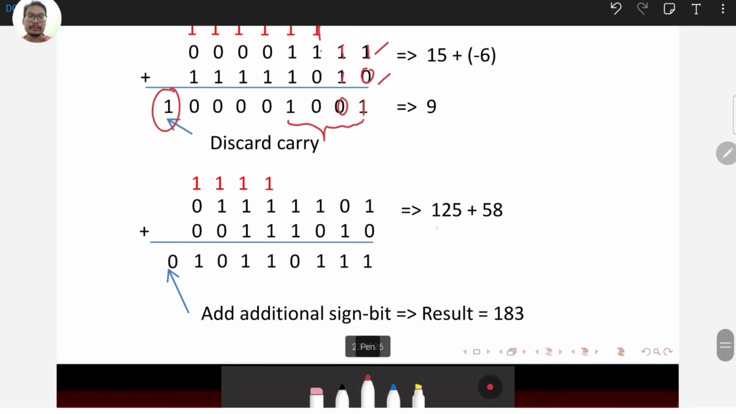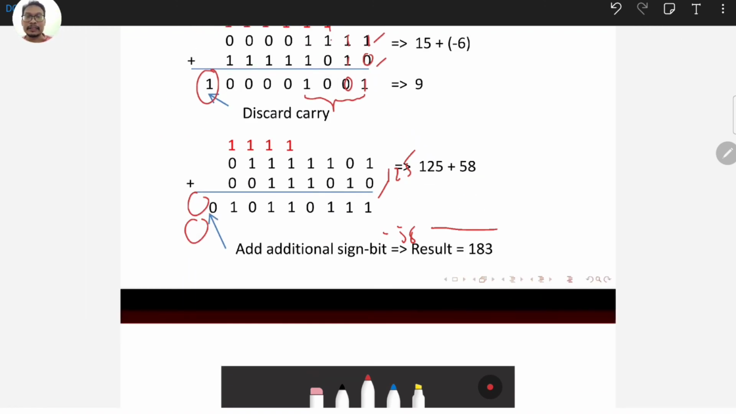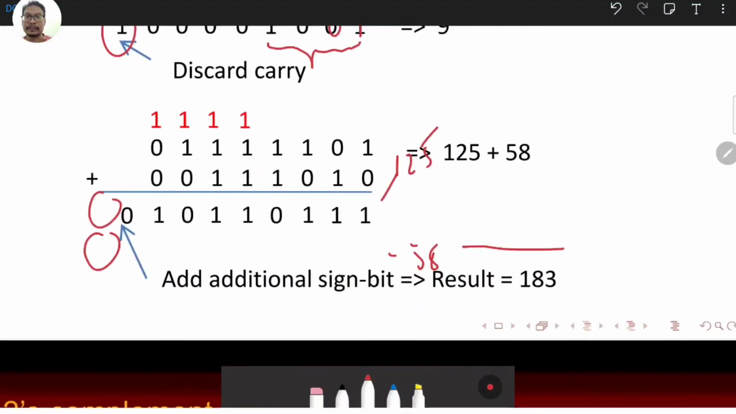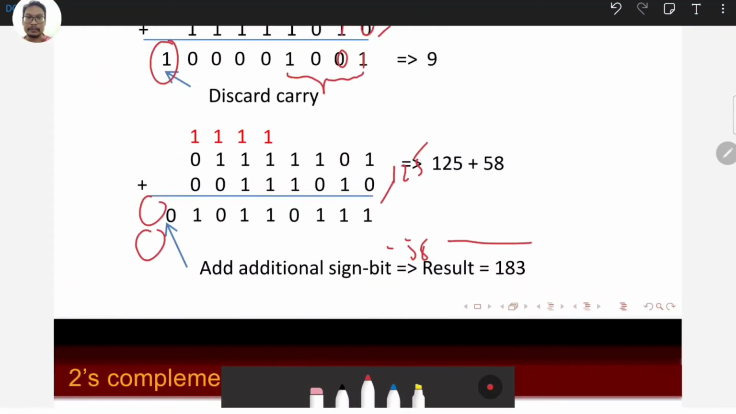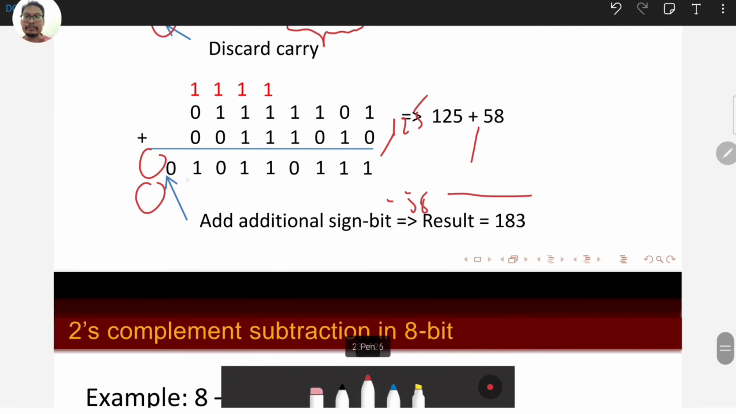Let's look at another one, 125 plus 58. What is the answer here? We can put 125 here, and then 58 here, and both are positive numbers. We can do a standard addition and arrive at our solution, which is 183.